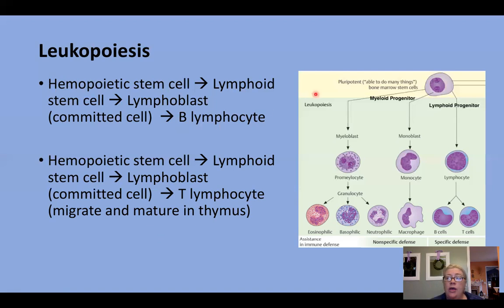Now, the other way that it can go is that this hemopoietic stem cell differentiates into the lymphoid stem cell. The lymphoid stem cell, again, turns into the lymphoblast. But this time, the lymphoblast is going to become a T cell. That T cell leaves the bone marrow, moves to the thymus, and is going to mature. And that's why it has the prefix T. The T stands for thymus. So the T lymphocyte is the one that's going to jump ship, leave the bone marrow, move somewhere else, and finish its maturation process.